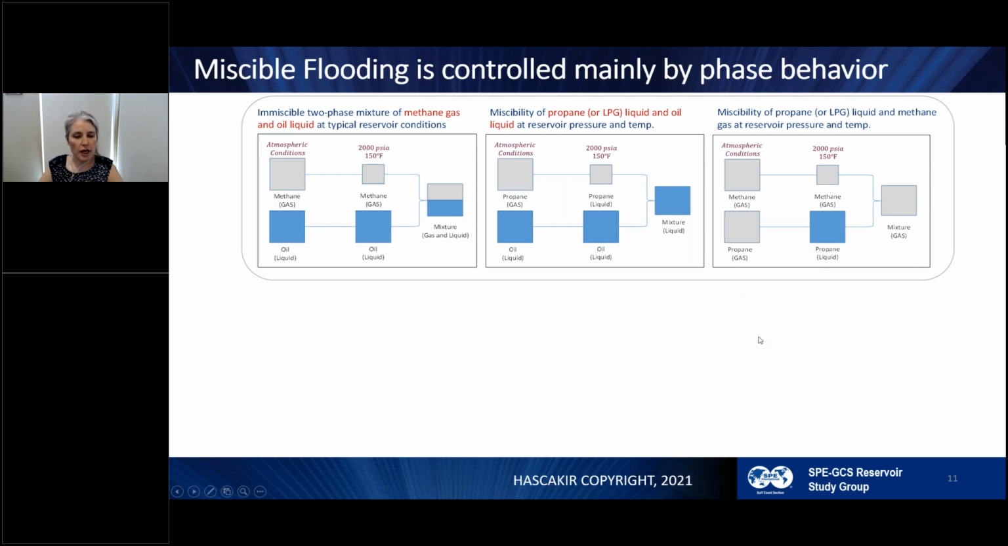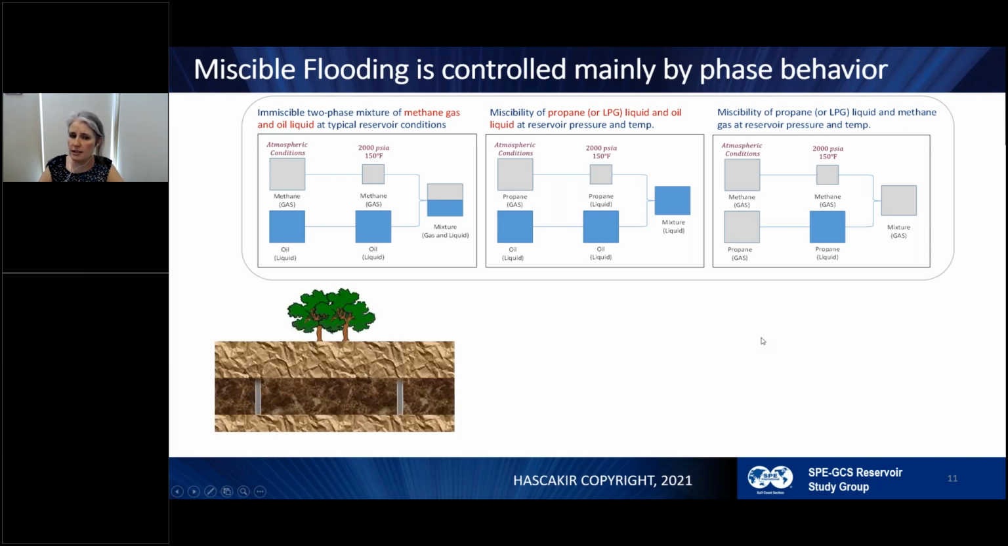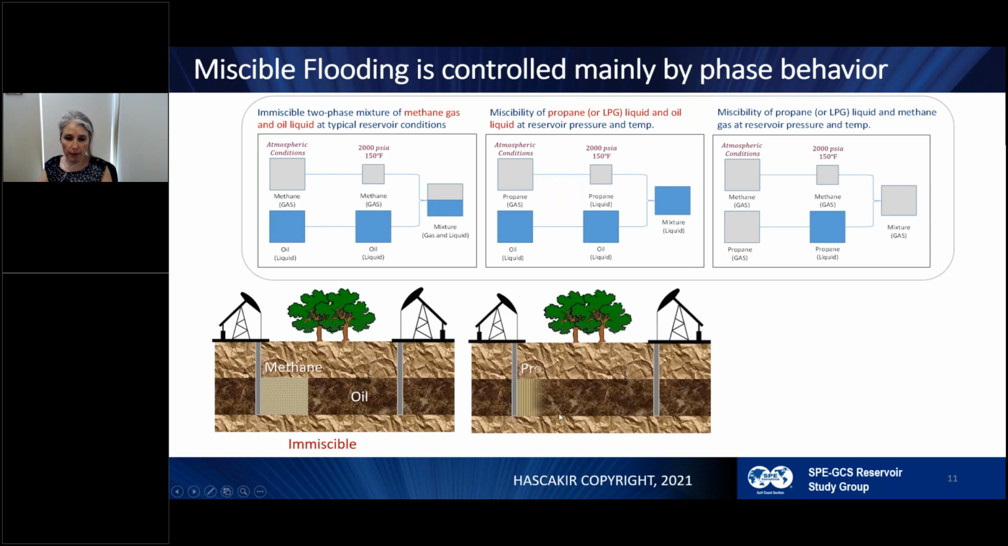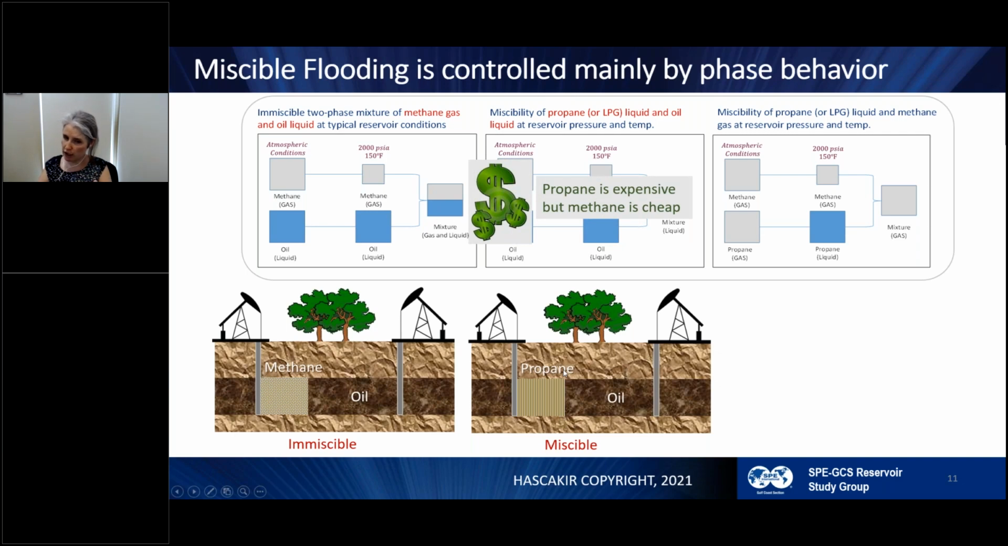Okay, so let's try to understand the reservoir case one by one. This is my reservoir case, this is my injection well, and this is my production well. Let's say 2 vertical wells, a simple representation. If I inject methane to this oil reservoir, I will have immiscible flooding, which is known as a secondary recovery process. If I inject propane to this reservoir, then I will have a miscible flooding, which is an enhanced oil recovery, tertiary recovery process.